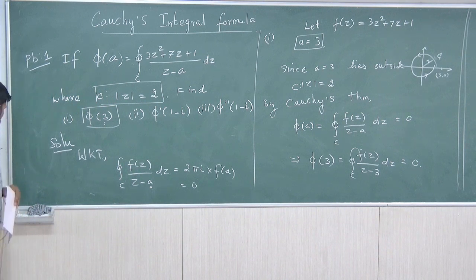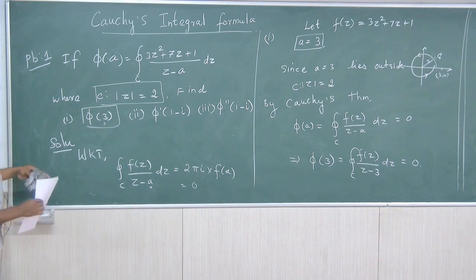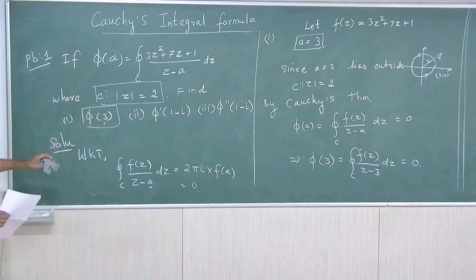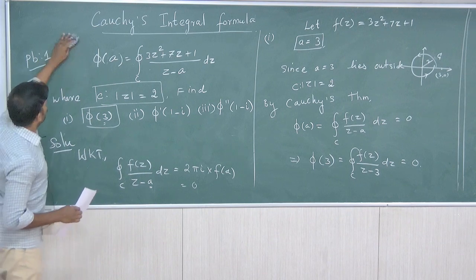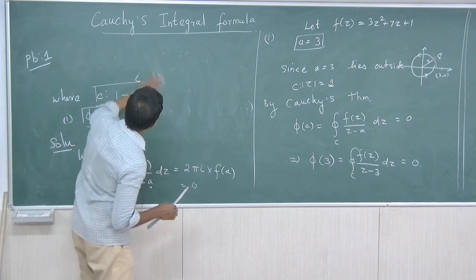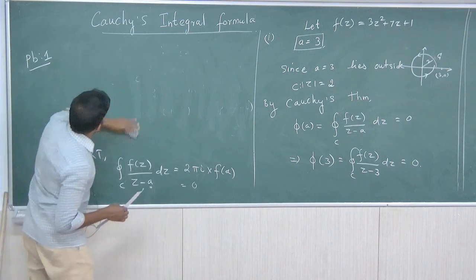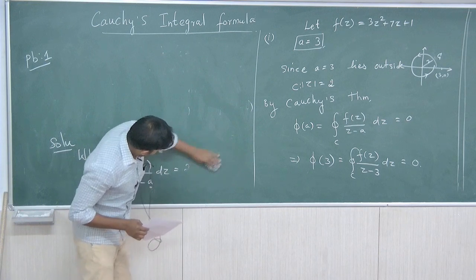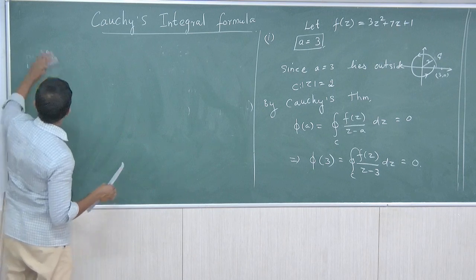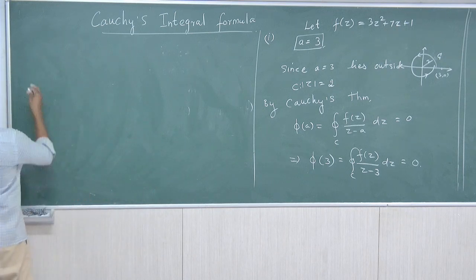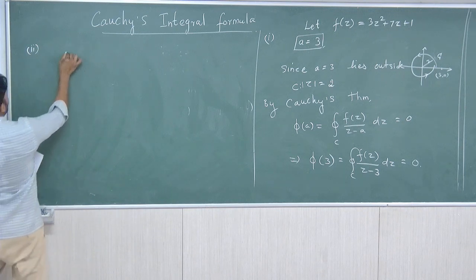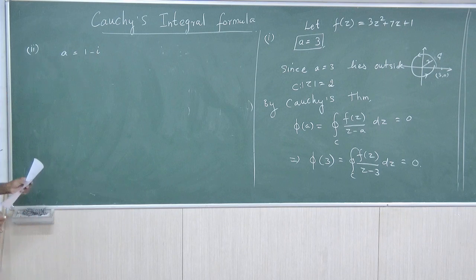Next one, I am going to find for 1 − i. I am going to erase this space. Subdivision 2. In this part I am going to take a as 1 − i.